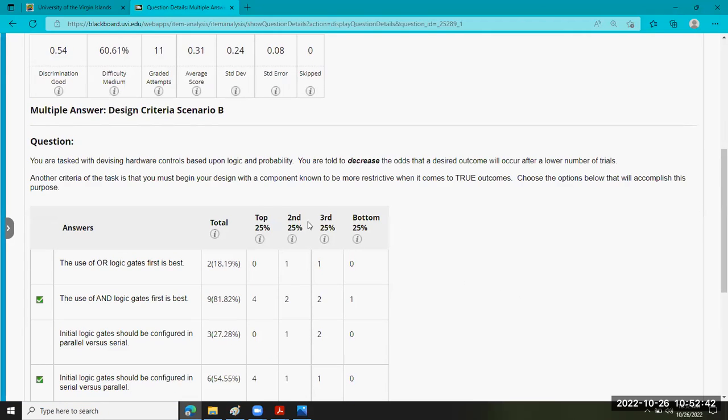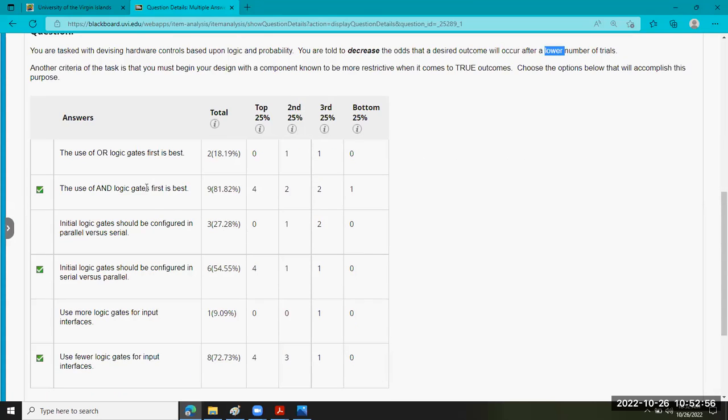You are tasked with devising hardware controls based upon logic and probability. You are told to decrease the odds that a desired outcome will occur after a lower number of trials. Casino. It's the reverse. It's the right side we were talking about. The use of AND logic gates is first.